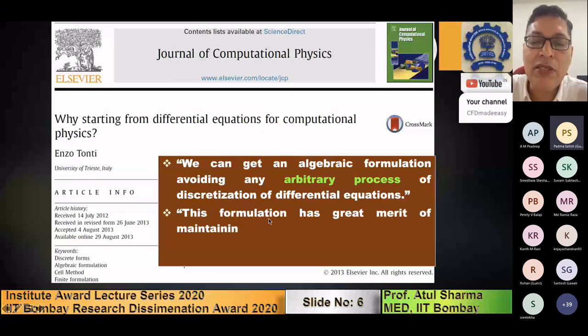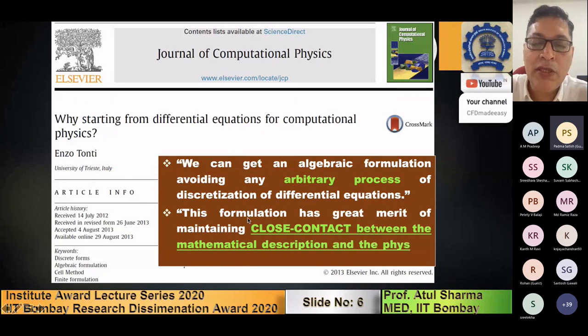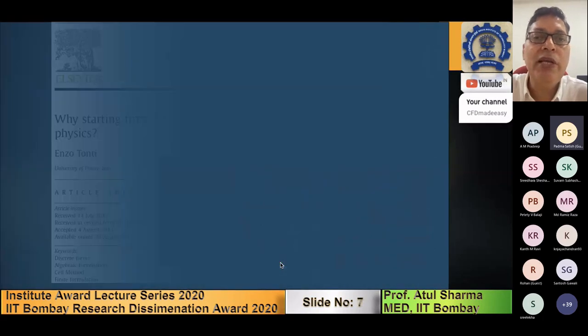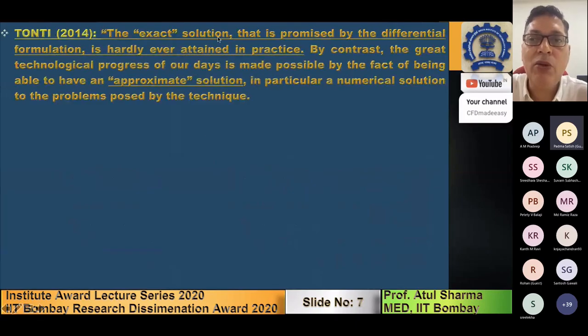And he has mentioned that if we can avoid this differential equation and come up with a formula, it has a great merit of maintaining close contact between the mathematical description and physical phenomena. Professor Tonti has further mentioned that the exact solution promised by the differential equation is hardly ever attained in practice. By contrast, the great technological advancement of our days is made possible by the fact of being able to have an approximate solution, in particular a numerical solution to the problem posed by the technique.